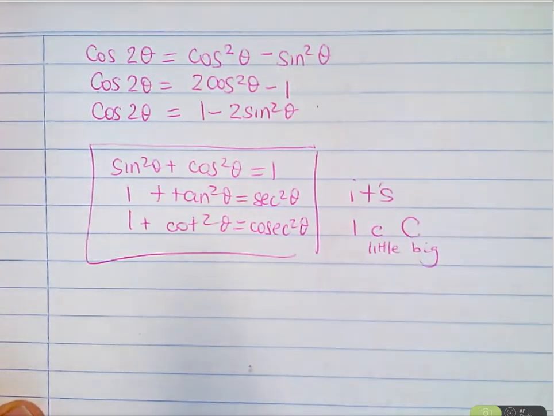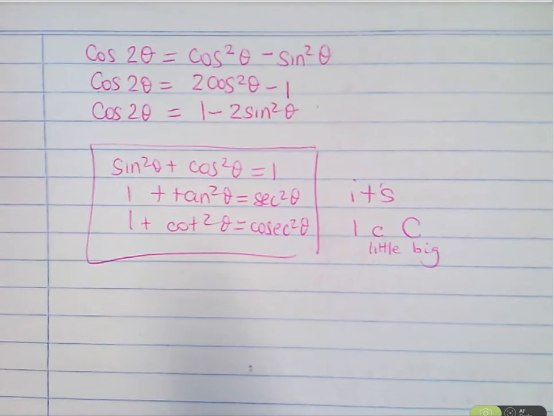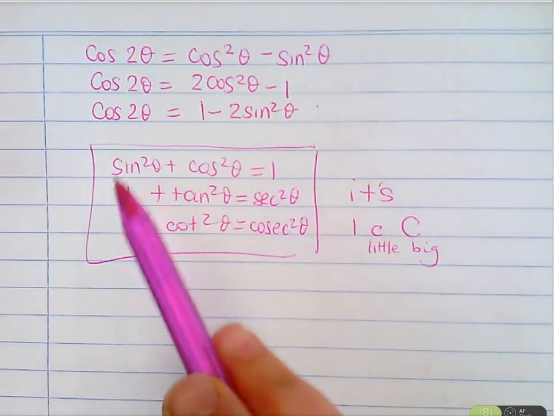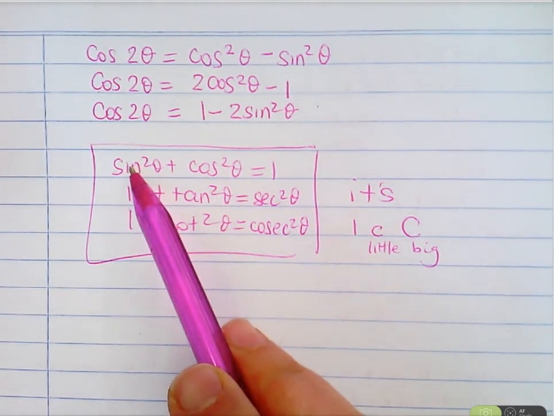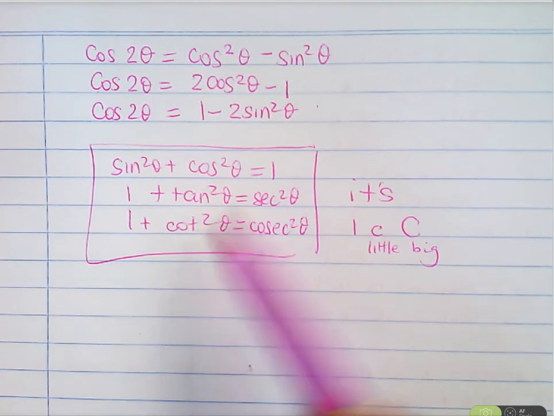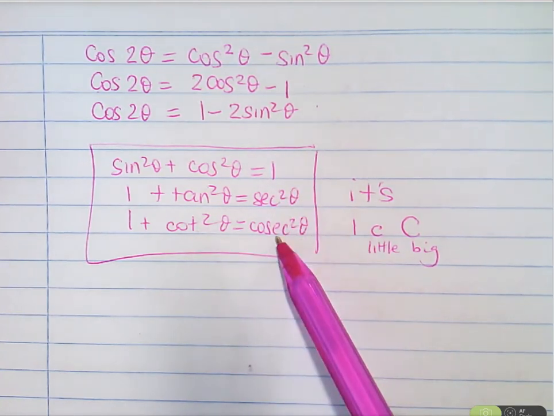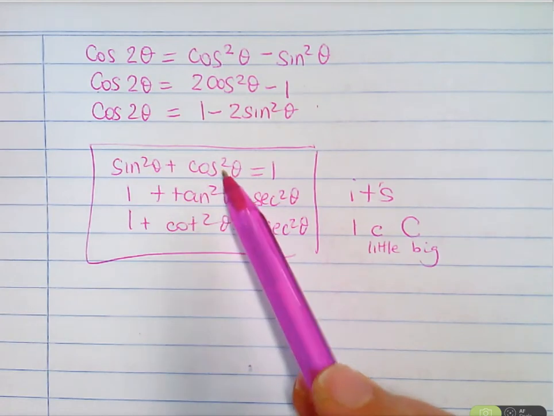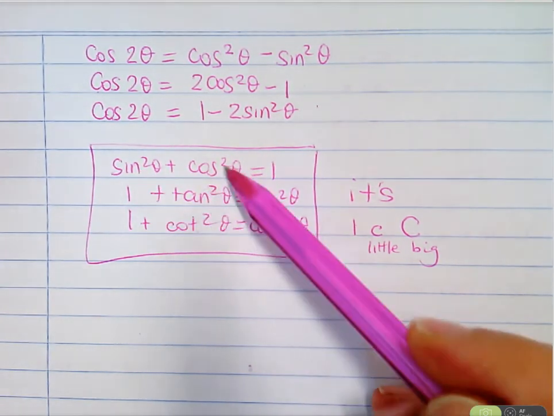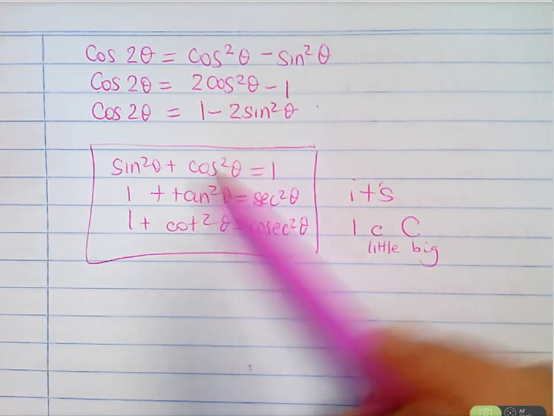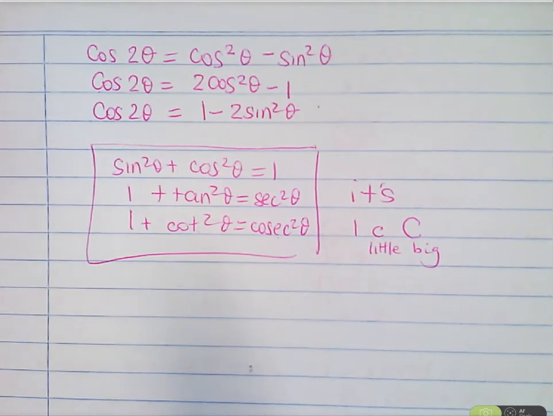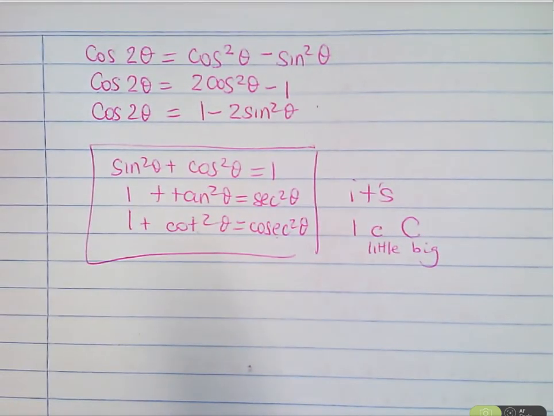It's 1 plus tan squared equals sec squared, but the way to derive them is to divide them all by sine squared. If you divide by sine squared, you get 1, you get cot, and you get cosec. Or you divide them all by cos squared: you get tan squared, you get 1, and you get sec squared. But I prefer to remember it as 1 plus little c equals big C.